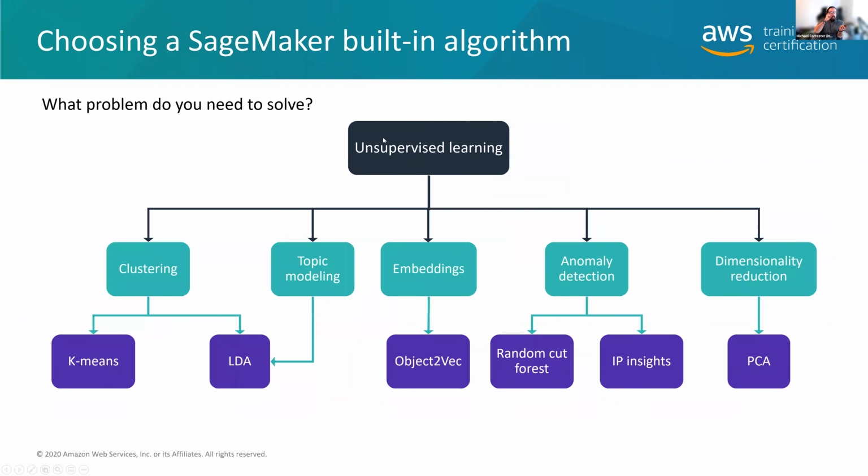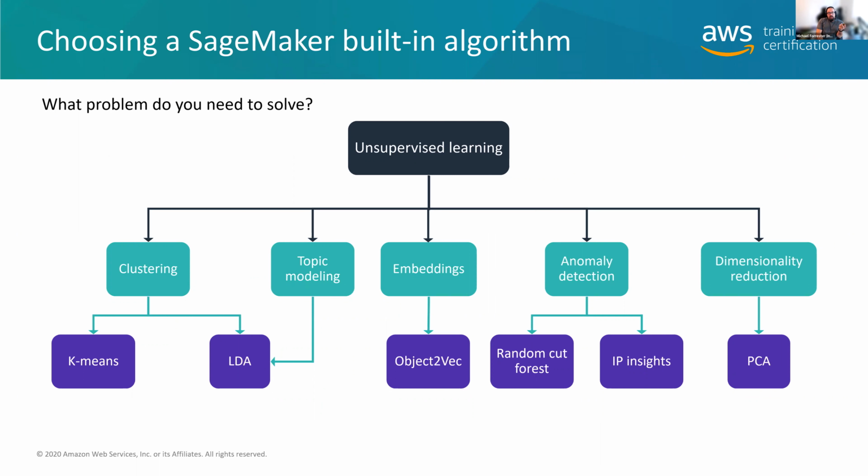For unsupervised learning, can you do topic modeling? Can you do generalized clustering, so k-means or LDA, and then can you determine embeddings? Can you do anomaly detection and IP dimensionality reduction? They are going to basically test whether you know how to use these unsupervised algorithms.